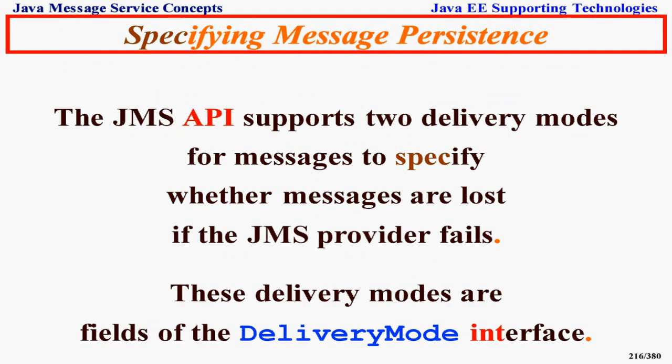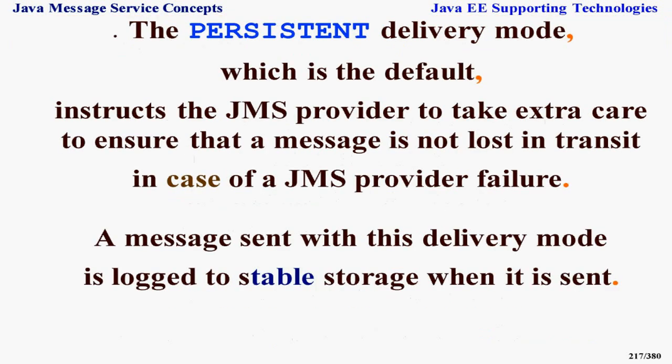The JMS API supports 2 delivery modes for messages to specify whether messages are lost if the JMS provider fails. These delivery modes are fields of the DeliveryMode interface. The PERSISTENT delivery mode, which is the default, instructs the JMS provider to take extra care to ensure that a message is not lost in transit in case of a JMS provider failure. A message sent with this delivery mode is logged to stable storage when it is sent.